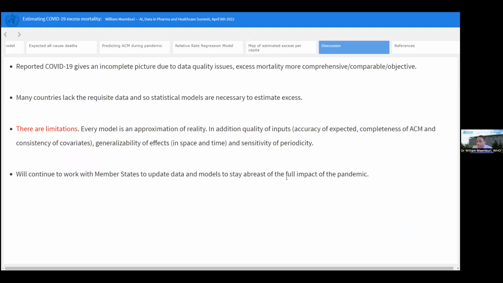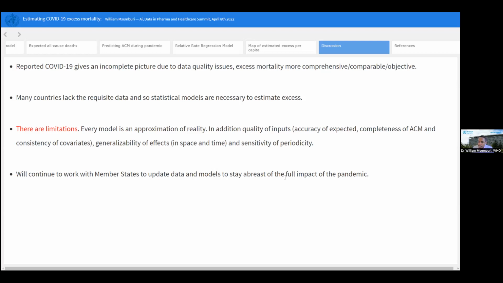So to wrap it up, let's just summarize. Your reported COVID-19 numbers give an incomplete picture due to data quality issues, and excess mortality is a more comprehensive, comparable, and objective measure. There are many countries that lack the requisite data to estimate excess mortality, so statistical models are necessary for us to do so.